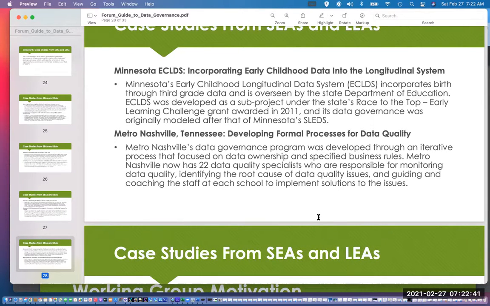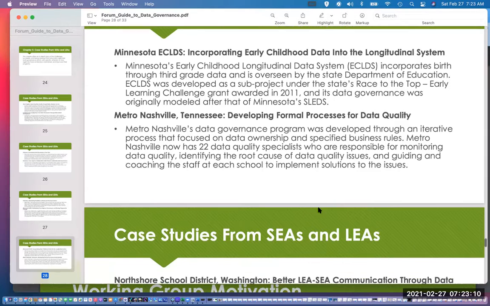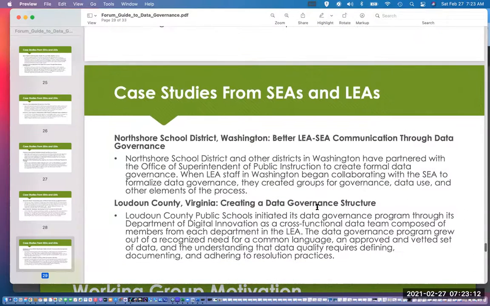Case Studies from Seasoned Leads. Minnesota ECLDS, incorporating early childhood data into the longitudinal system. Minnesota's Early Childhood Longitudinal Data System, ECLDS, incorporates birth through third grade data and is overseen by the State Department of Education. ECLDS was developed as a sub-project under the state's Race to the Top Early Learning Challenge grant awarded in 2011, and its data governance was originally modeled after that of Minnesota's SLEDS.